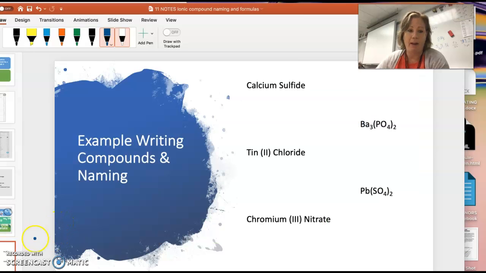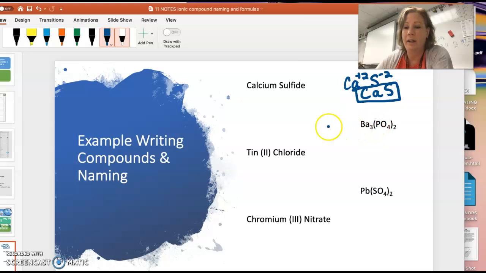I want you guys to pause and try these, and then we'll do them together. All right, so here's calcium sulfide. Calcium is +2, sulfide is sulfur, so you have to go backwards. And then to balance charge, our formula would be CaS.